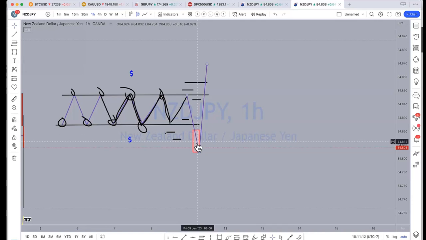I call it a banker candle. I just think it's a simple, easy name to remember, right? And what it is, it's the last candle before a move. So in this case, it's the last down candle before an up move. All right. And then I'll show you the reverse of this in a moment.